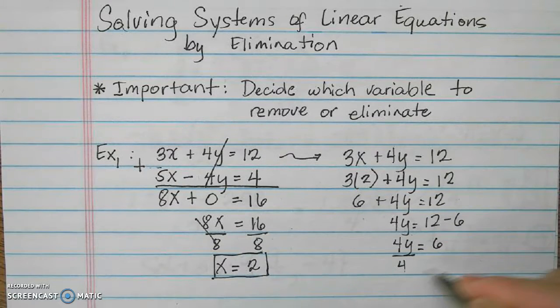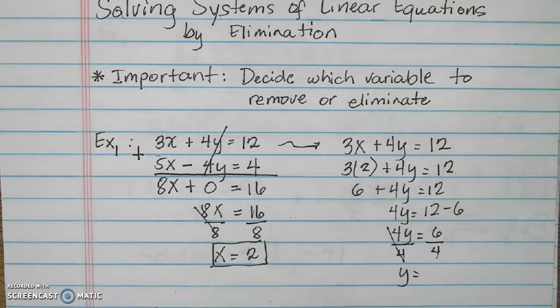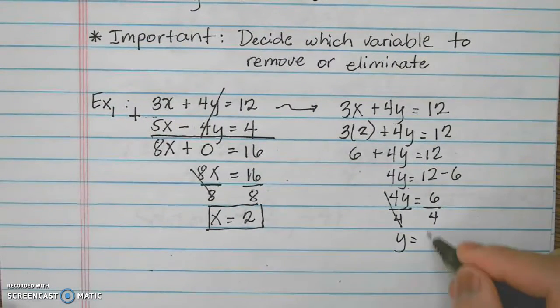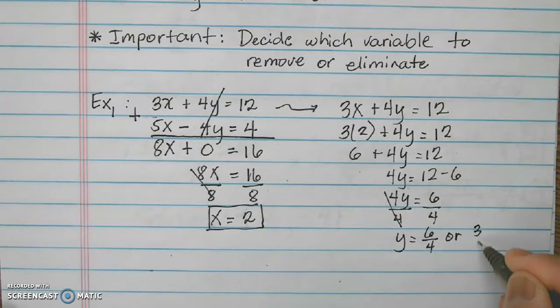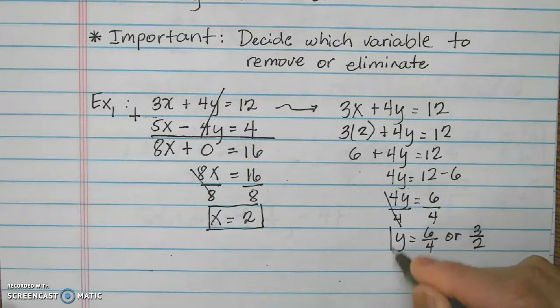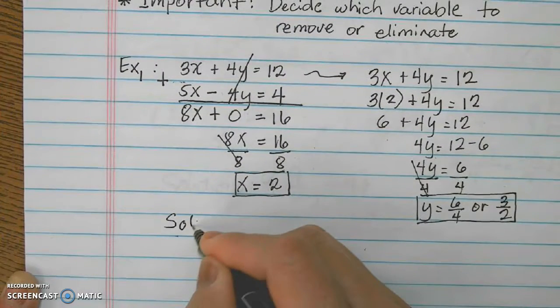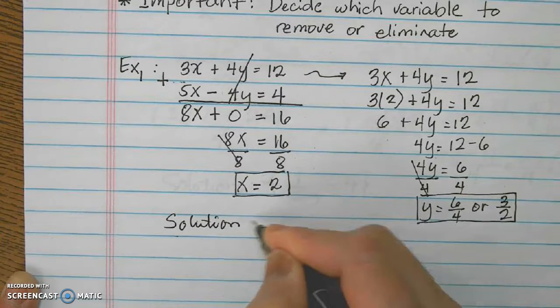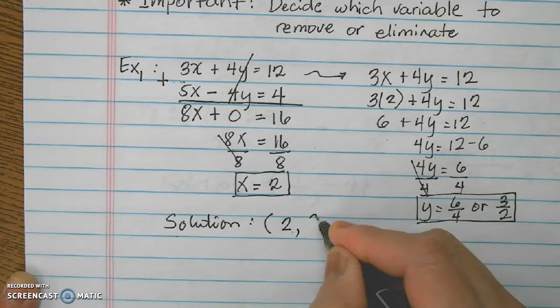Divide by 4. Divide by 4. Your y is 6 over 4 or 3 over 2. Your solution, or your intersection point, is (2, 3/2).